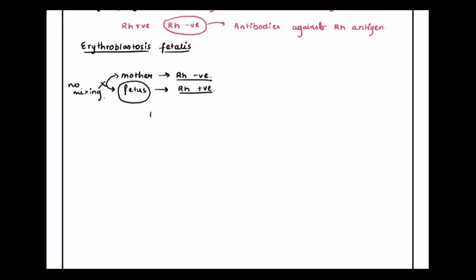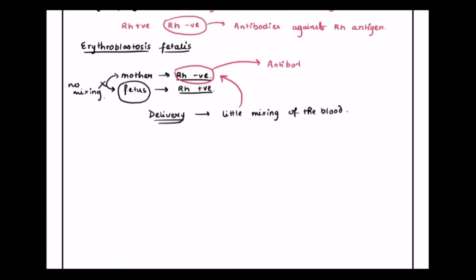But during the delivery, when the first baby is delivered, there is a little mixing of the bloods, and since there's a little mixing, the RH negative mother would be exposed to the RH positive blood, and hence the RH negative mother would develop antibodies for RH antigen. But there won't be any complications with the child.